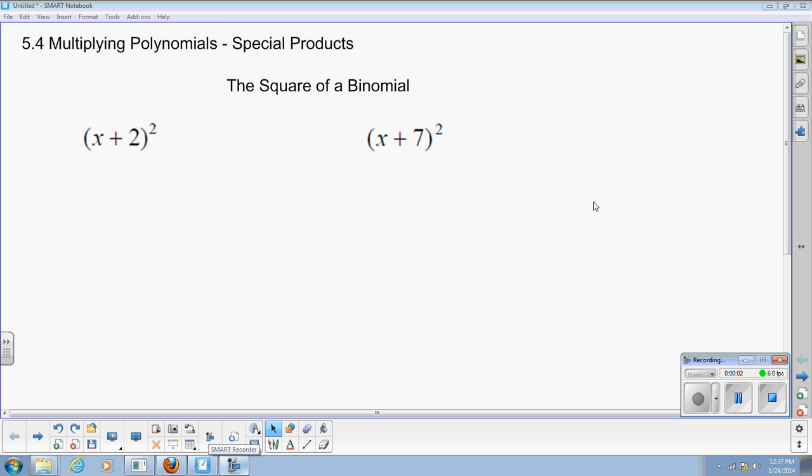Lesson 5.4, multiplying polynomials special products. This is day 2 of our multiplying with polynomials. Most of this is binomial times binomial, as there are some binomial times binomials that have special patterns to them. And when you recognize them, you can do the work a lot faster.